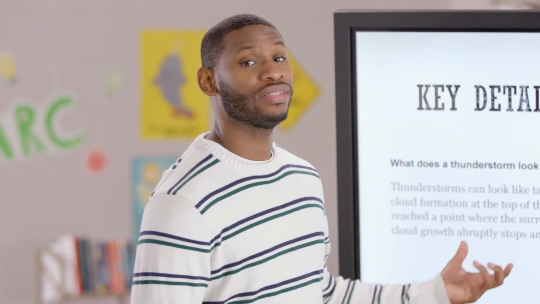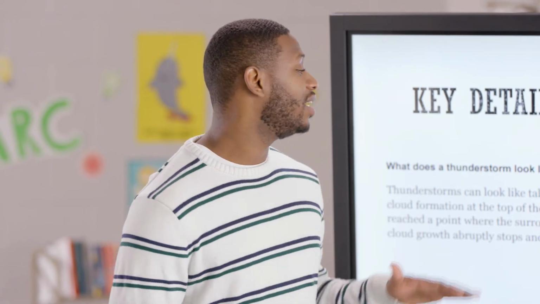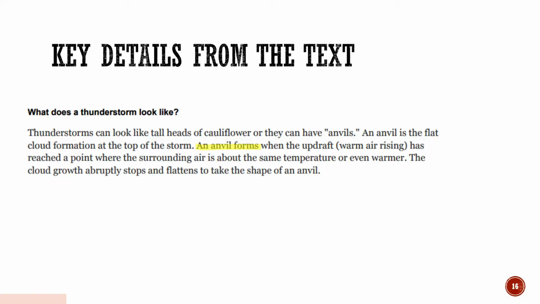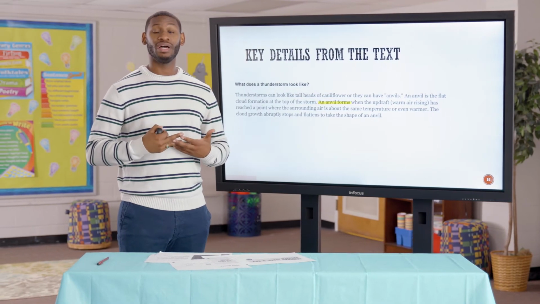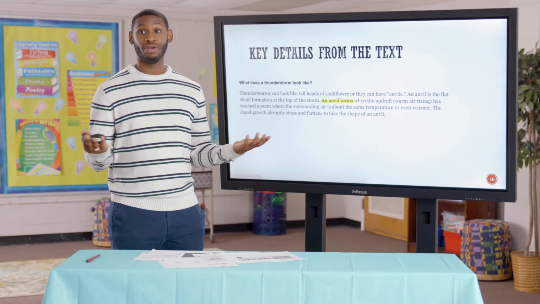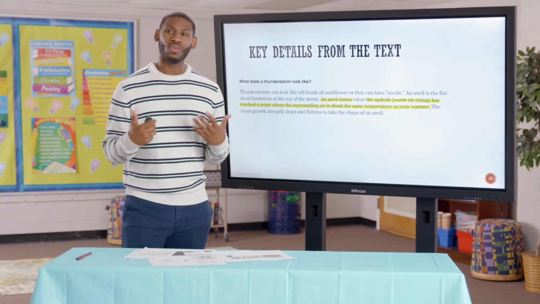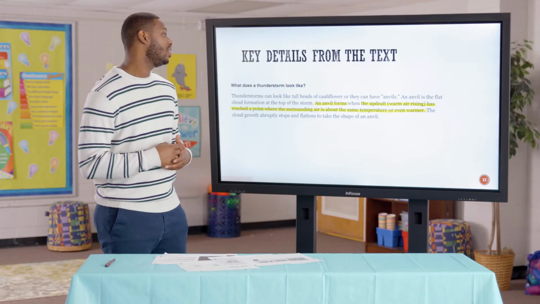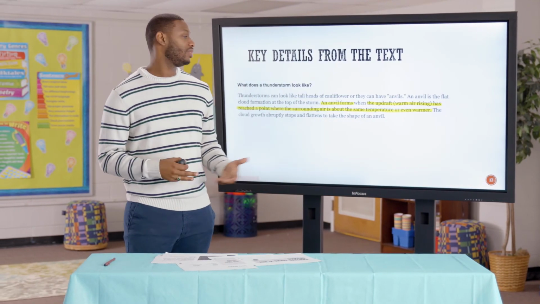So now that we've read this little excerpt from the text, let's take a look and underline some key details to help us answer the question, what forms thunderstorms? Okay, so I underlined an anvil forms. Now, an anvil is clearly the flat cloud formation at the top of the storm. So this tells me that this is one of the reasons a thunderstorm is birthed. When we look at the why, we then look at this. When the updraft, warm air rising, which we talked about in our last slide, has reached a point where the surrounding air is about the same temperature or even warmer. So the updraft is the reason why the anvil forms.